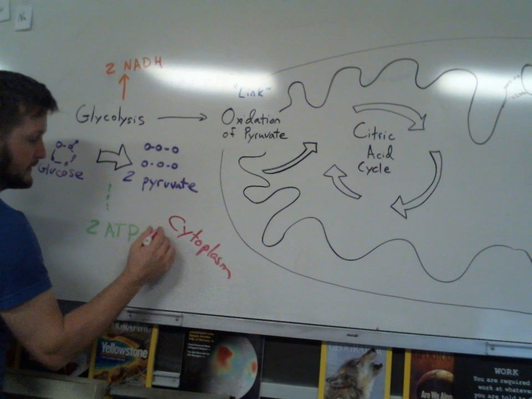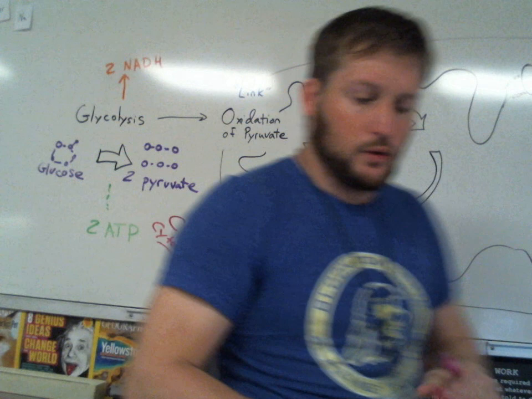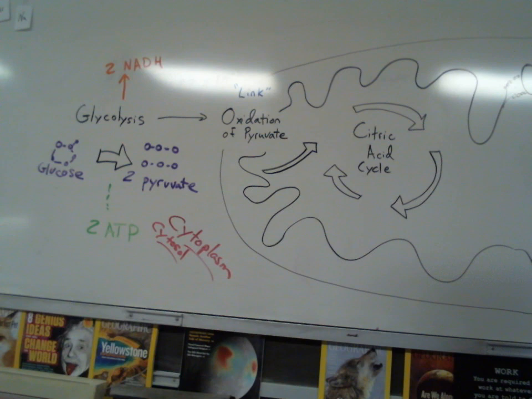What's next? Link. Yep, we have what's called link or oxidation of pyruvate. We're going to take our pyruvate and do what to it? Oxidize. We're going to oxidize it. Use the words that I give you during the test. If you're just writing down stuff that's already there, you get points for the most part. Is this an endergonic or an exergonic reaction? Exergonic. Does this require oxygen? Yes. This is your first step where you have to have oxygen.